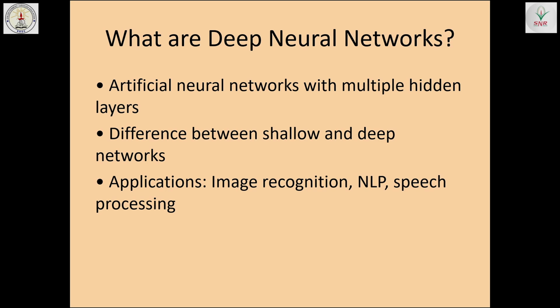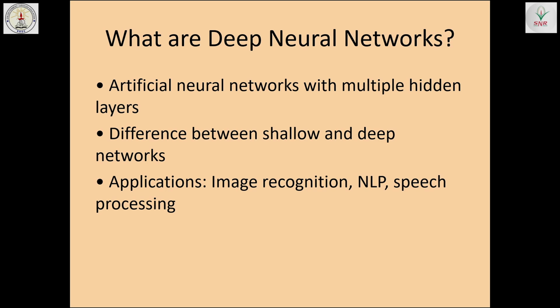So, unlike shallow networks, what does a shallow network mean? It will consist of only one or two layers. Okay, the deep neural networks can consist of dozens or even hundreds of layers. This depth allows the deep neural networks to learn complex relationships in data, making them particularly effective for tasks like image recognition, natural language processing, speech recognition and all. We can utilize the deep neural networks for these.